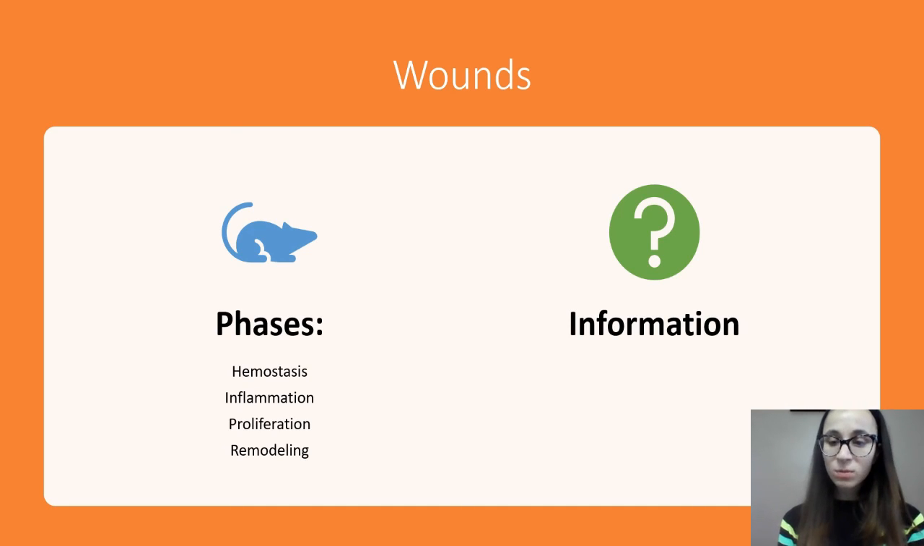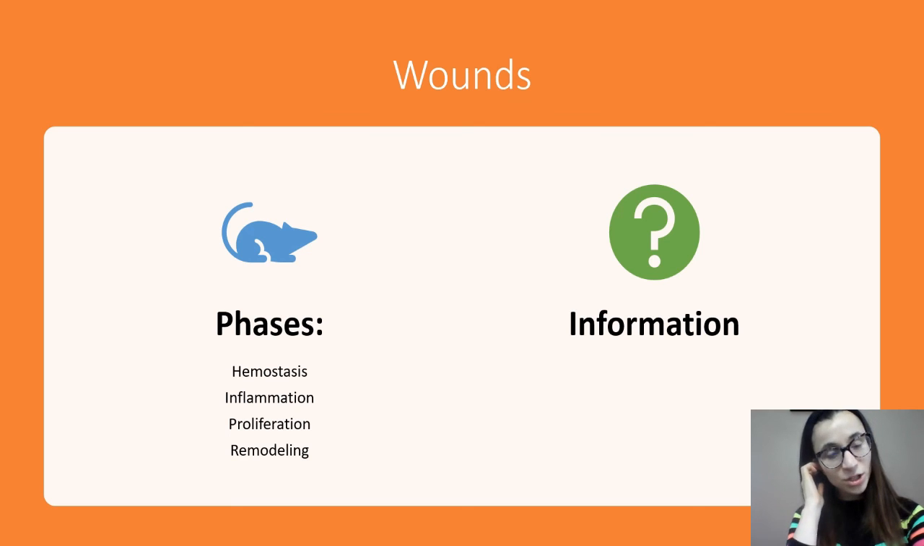Okay, last but not least, what we're going to be discussing is wounds. You have your phases of wounds. Hemostasis is the first phase of wound healing. So you have the bleeding, the blood vessel constricts, platelets aggregate, so they're going to trigger the clotting cascade, and it's all going to be to form a clot.